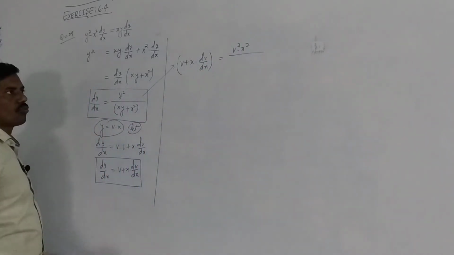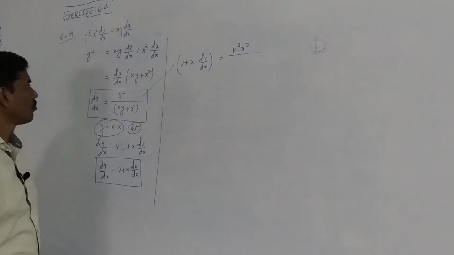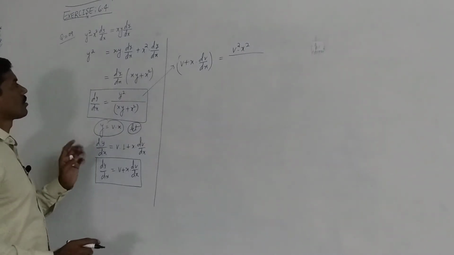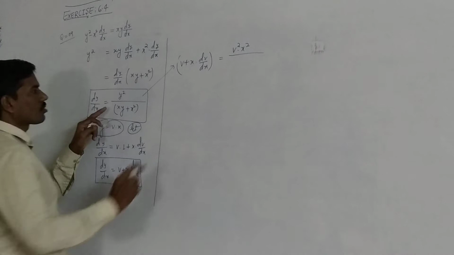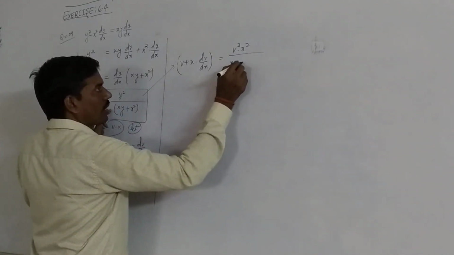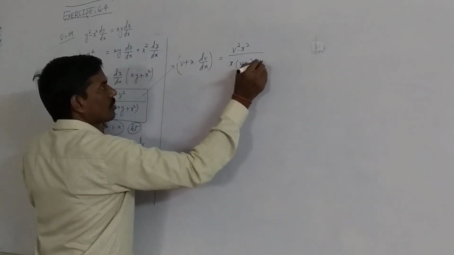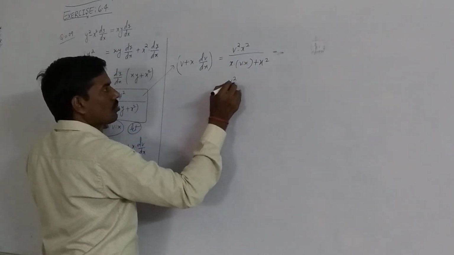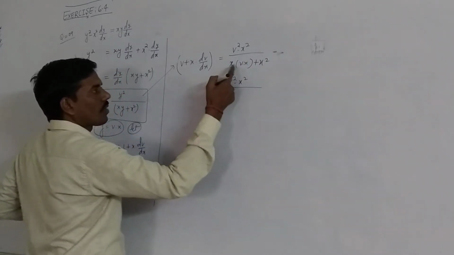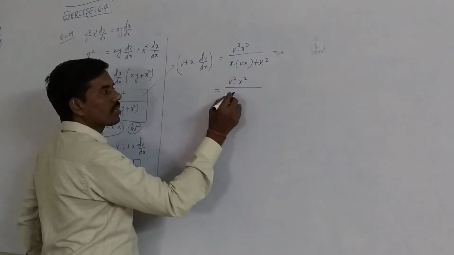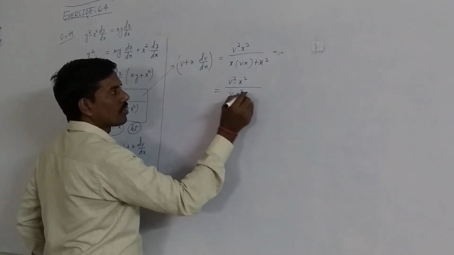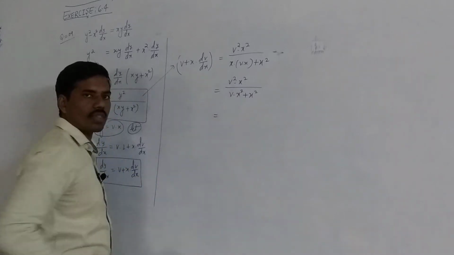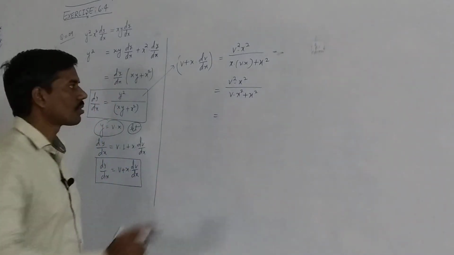Y is equal to vx, then y square is equal to v square into x square. Okay, xy means x into y is vx, plus x square, and this one is equal to v square into x square upon v into x square plus x square. Okay, clear? Any doubt?